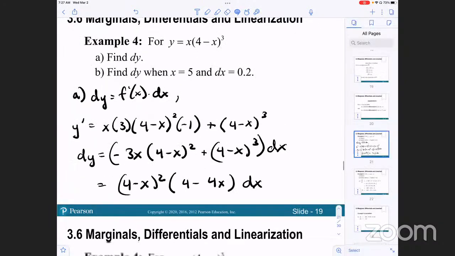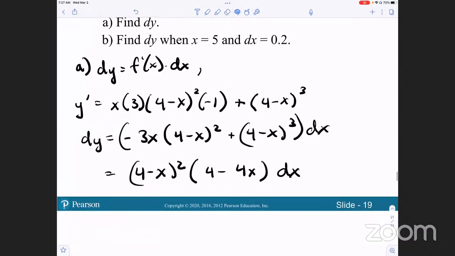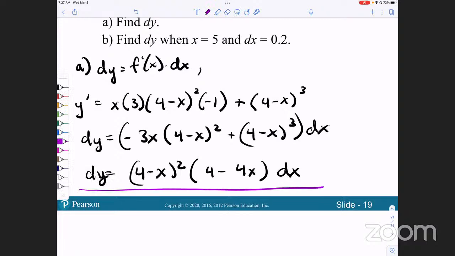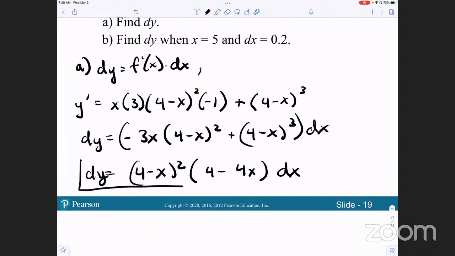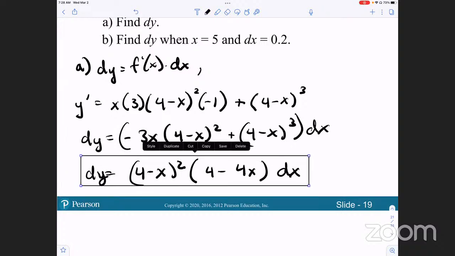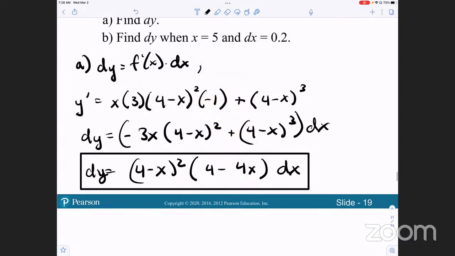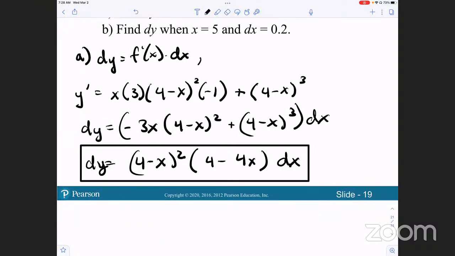So we need some space. We need to find dy. So we got this for dy. And this. We need to find dy when x is 5 and dx is 0.2. So then b.